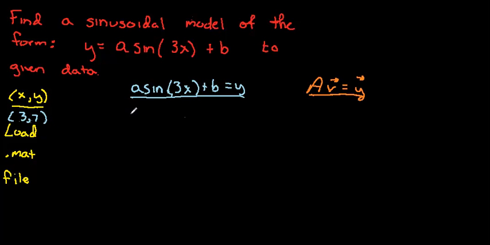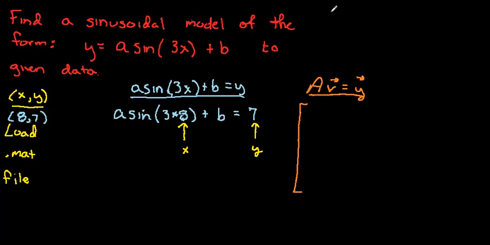So if that were the case, then we would have an equation that looks like a times sine of 3 times 3. Let me make this an 8 so it's a little bit different than the 3 that was in our model. 3 times 8 plus b, and that would give us some output value of 7. So notice that this is where our x is going to sit, and this is where our y data is going to sit.